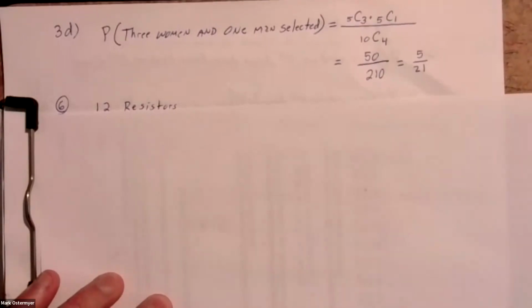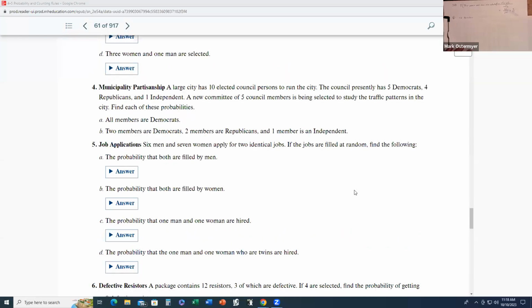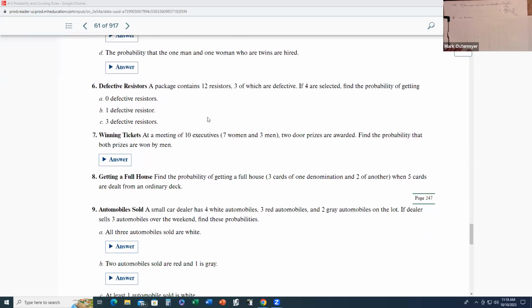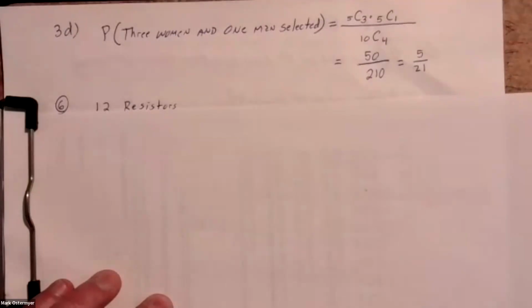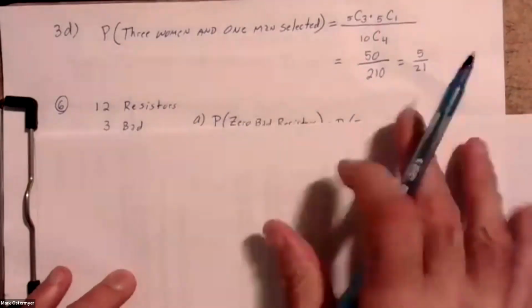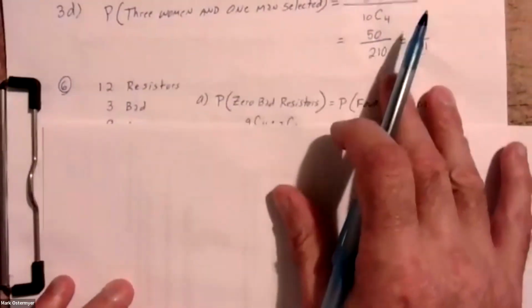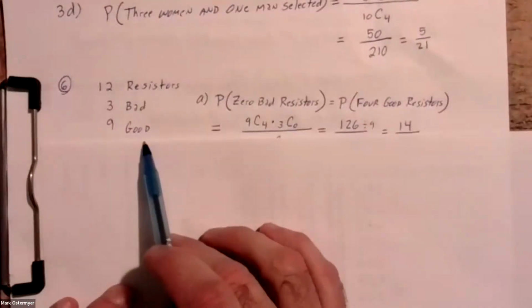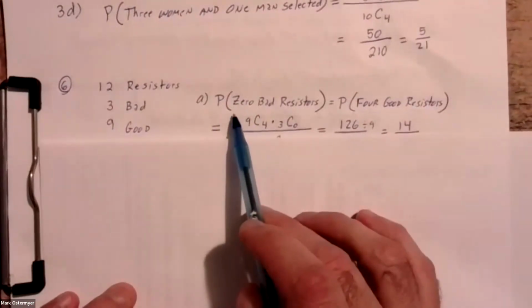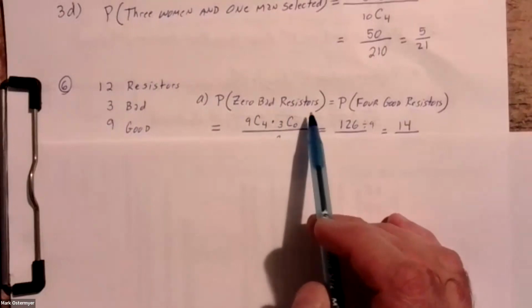All right, problem number 6. Let's look at this one here. A package contains 12 resistors, 3 of which are defective. If 4 are selected, find the probability of getting A, 0 defective resistors. Well, we got 12 resistors. 3 are bad and 9 are good. So what's the probability in A of selecting 0 bad resistors?